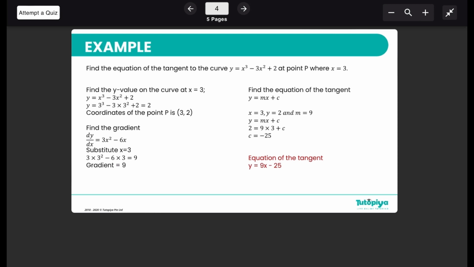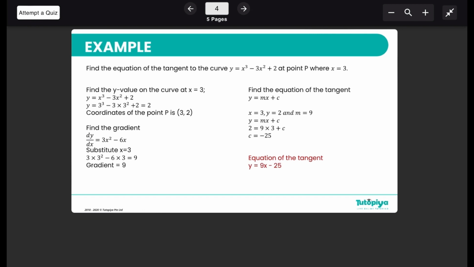So to find the equation of the tangent, I need the gradient, which I already have, which is 9. And I also have the x value, but I also need the y value. So an additional step that you have to do is you take the initial equation given to you and you substitute the value of x, which is 3, wherever there are x's present, and then you can find out the value of y. So the value of y, or the coordinate of point P, is basically (3, 2).